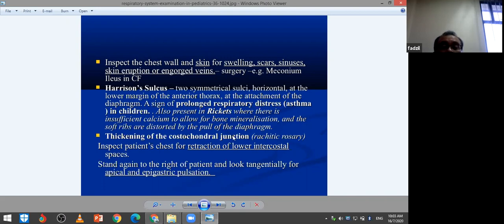And then the rachitic rosary, thickening of the costochondral junction, is very important. I have to tell you that in the master's exam, they still show this case. And we still have a few of these cases, especially in Orang Asli settlements. A rachitic rosary means thickening of the junction. It tells you that the patient has vitamin D deficiency.